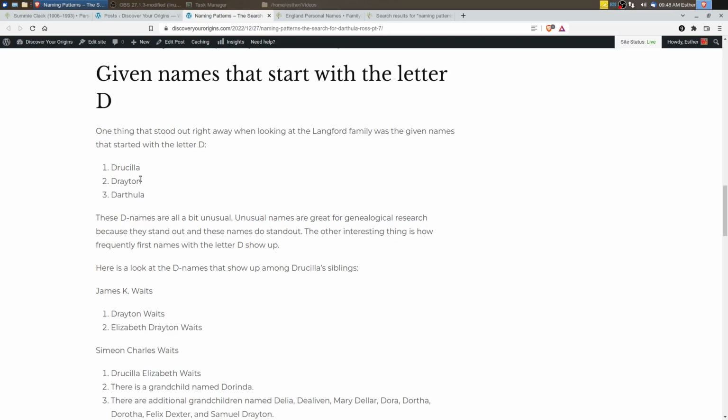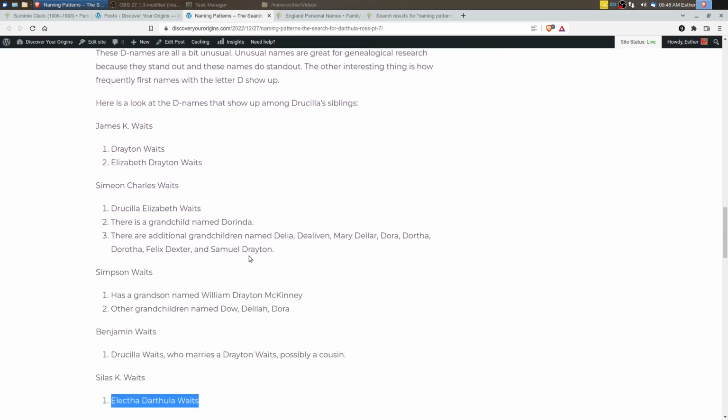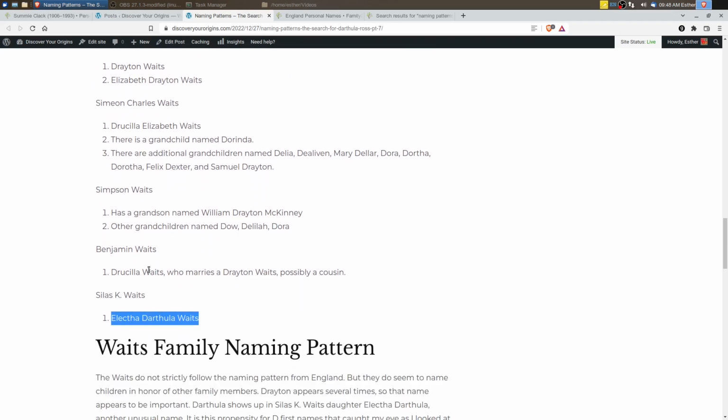And these D names show up in extended family members, in particular the Waite family. And so it's possible that these D names are really connected to the Waite family. And I list some examples here of how unusual D names just seem to show up regularly. But there is one family member that names a child Darthula, and that's Silas K. Waite. He names a daughter Alectha Darthula Waite, which I think is just another unusual name.